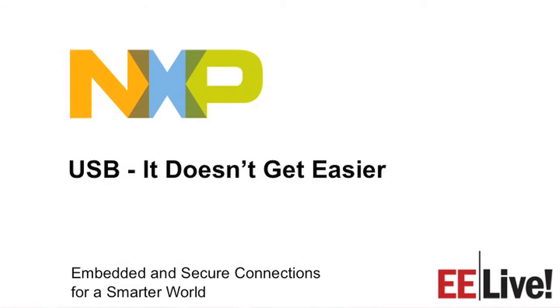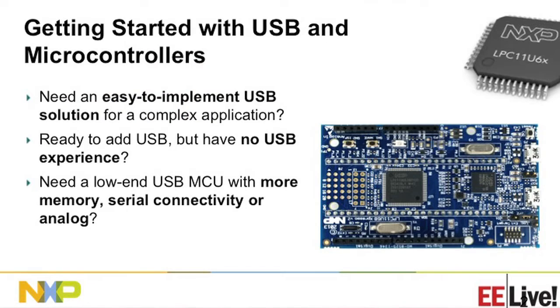Okay, so what we're going to talk about today is how do you add USB to your system. We're going to talk about using our LPC11U as an example. So the U is for USB. It's a low-end Cortex M0 microcontroller with USB device capabilities. So we're going to use that hopefully to walk you through the steps of how you would add USB into an embedded design.